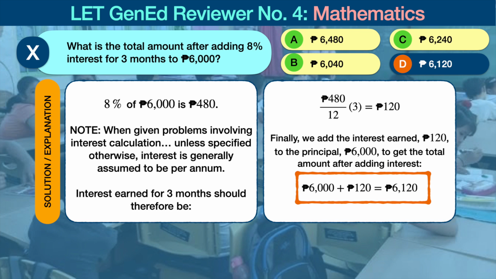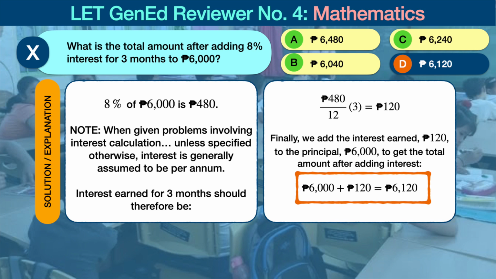The correct answer is D. 6,120 pesos. 8% of 6,000 is 480. When given problems involving interest calculation, take note that unless specified otherwise, interest is generally assumed to be per annum. Interest earned for 3 months should therefore be 480 pesos divided by 12 months, then multiplied by 3 months. We'll arrive at 120 pesos as the interest earned for 3 months.